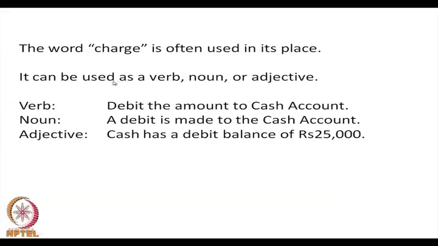The word debit can be used as a verb, as a noun, or even as an adjective. These three sentences are examples. As a verb, we may say debit the amount to cash account. As a noun, a debit is made to the cash account. As an adjective, cash has a debit balance of rupees 25,000. So, if the account is for an asset, a debit increases the value of the asset, but if the account is for a liability, the debit side reduces the value of the liability.